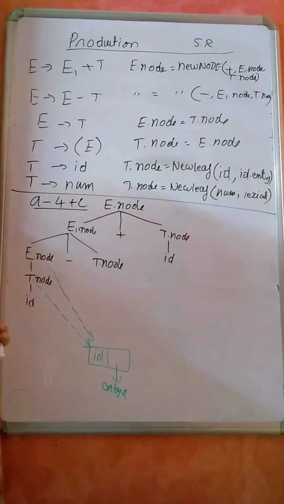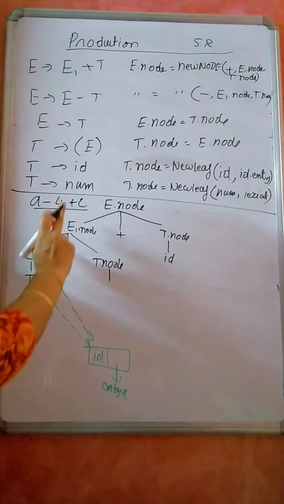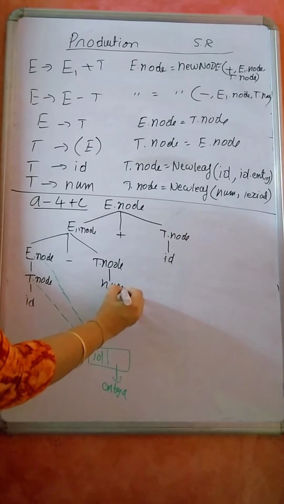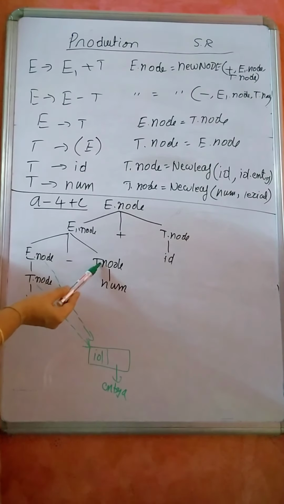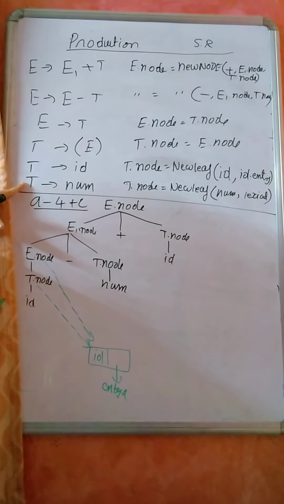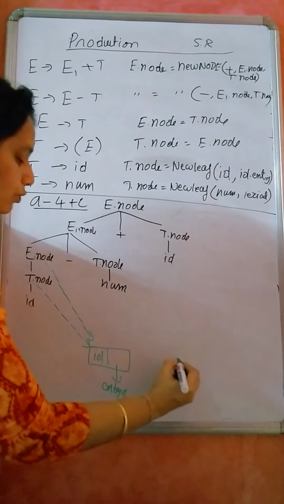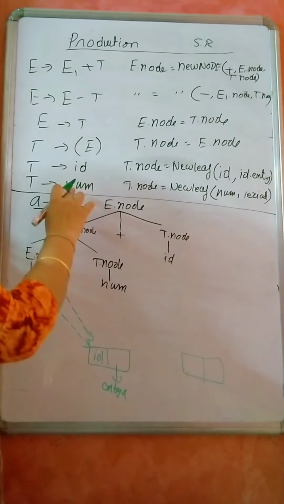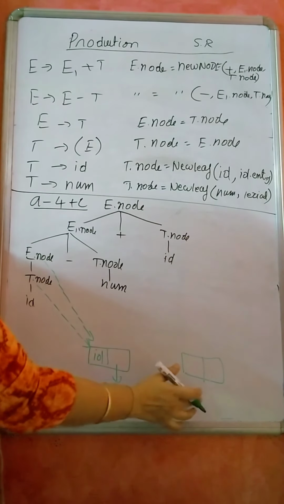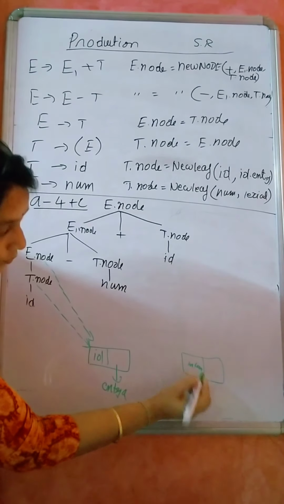Then here something is left. What is this? T.node is equal to, it is id number. So number is nothing but the 4 in this particular example. Now I am using this T derives number. When I use T derives number, again we are constructing a new node for that. What are the parameters or arguments in that particular node? It is number.